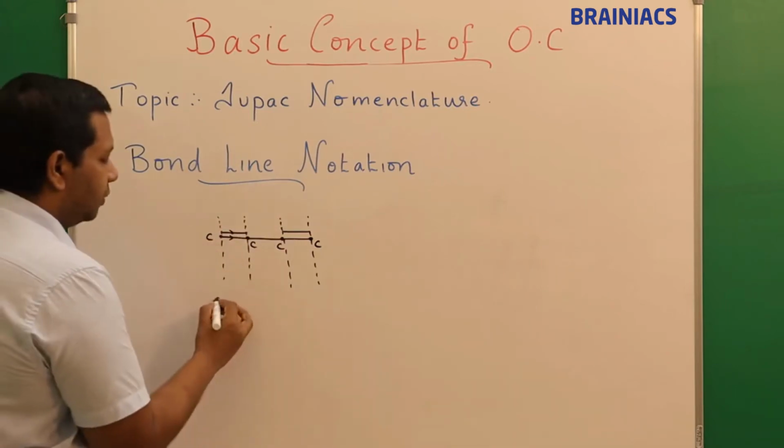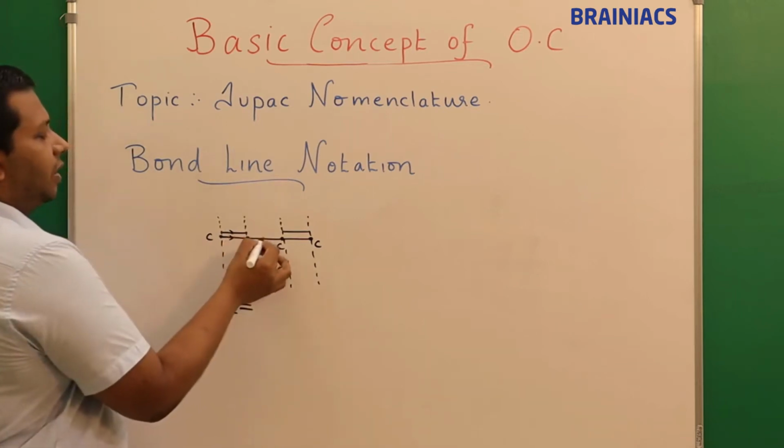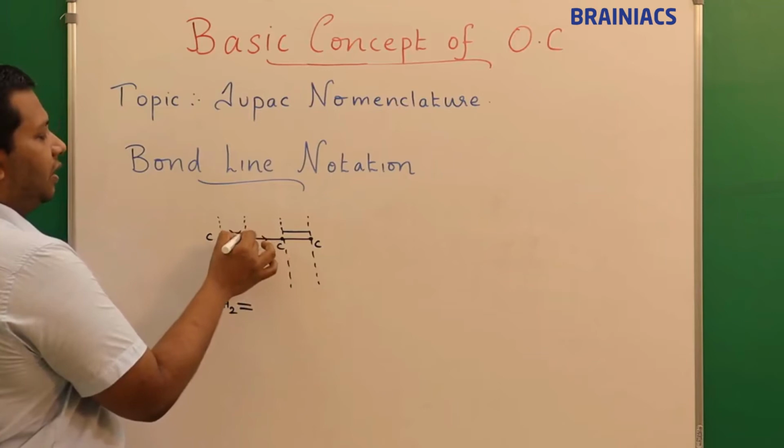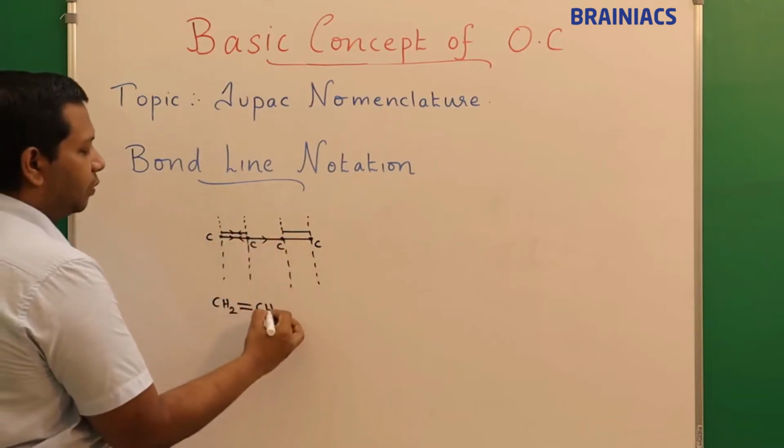So what should this be? CH2, then double bond. I am looking at this carbon atom. One ray is here, one ray is here, one ray is here. So three have gone, so remaining is one. So I can put CH.